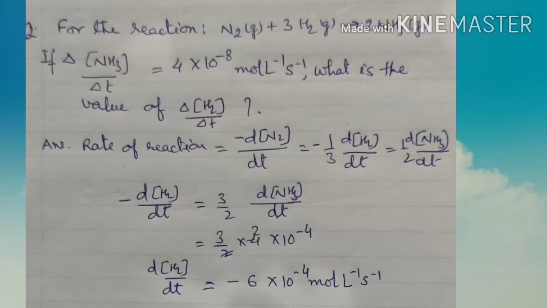Now children, you make one change. The rate of formation of ammonia is 4 × 10^-4 in place of 4 × 10^-8. So please change it and make this correction. I made a mistake here, so you can change it.